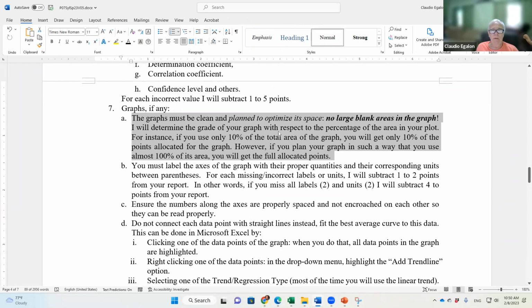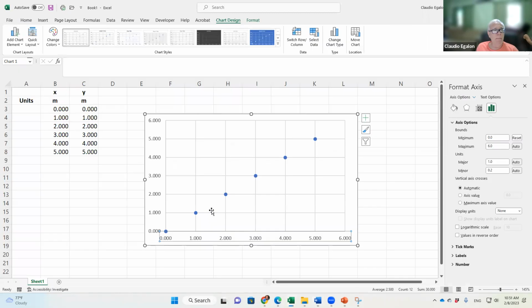I will determine the grade of your graph with respect to the percentage of the area in your plot. For instance, if you use only 10% of the total area of the graph, you get only 10% of the points allocated for the graph. However, if you plan your graph in such a way that you use almost 100% of this area, you get the full allocated points.